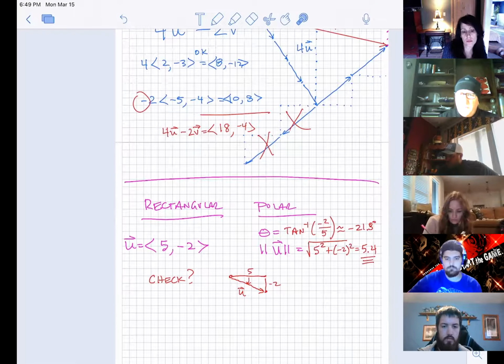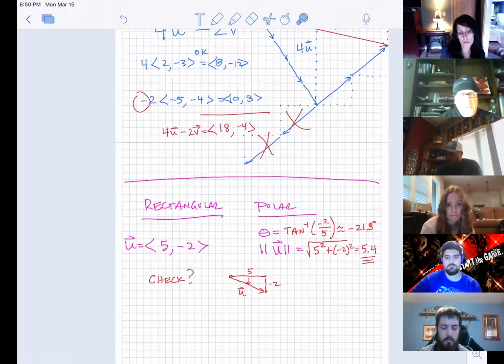So 5.4 looks about right. So okay, cool. Can you see that had you drawn this picture first, if you didn't have the note sheet, you should be able to look at that and think Sokotoa and Pythagorean theorem and just make it up without any formulas? All good.